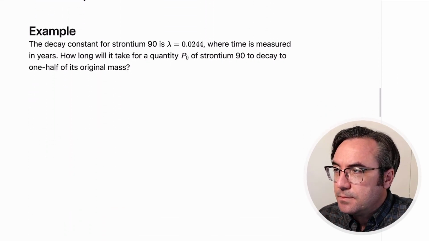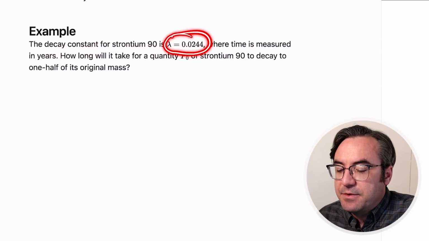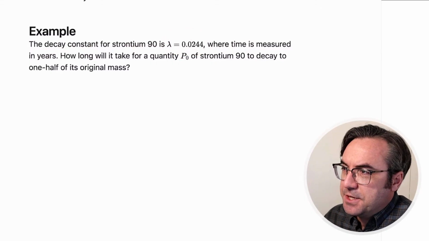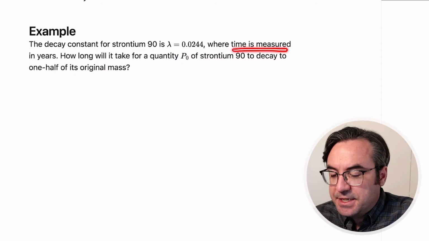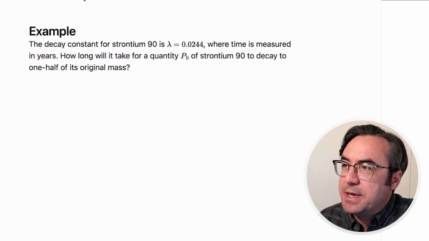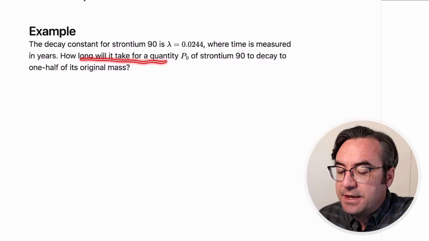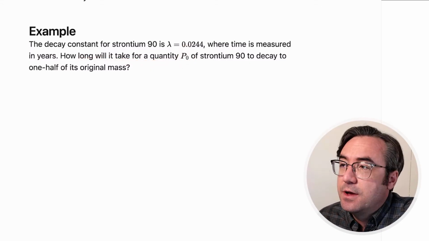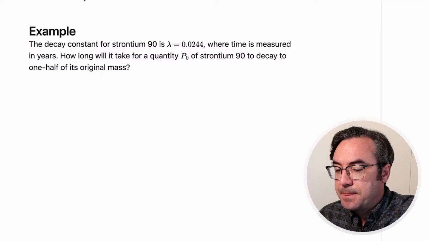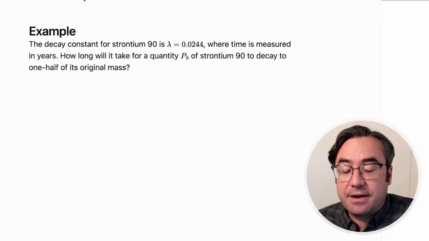The decay constant for strontium-90, the lambda value here, is 0.0244, and this decay constant has time being measured in years. We want to know how long it will take for some general quantity of strontium-90 to decay to 1/2 of its original mass. So essentially what we're trying to do here is figure out the half-life.